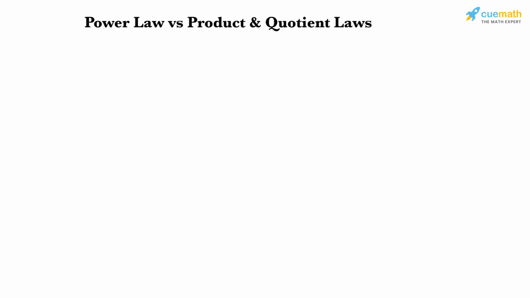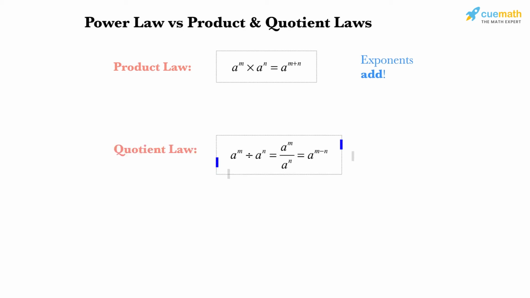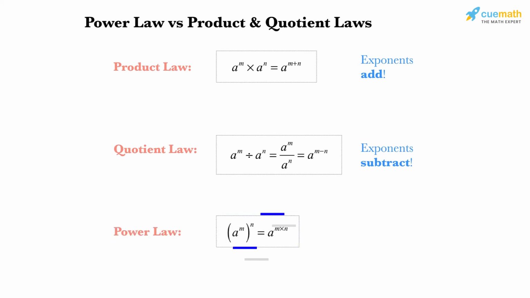Finally, let me compare the power law with the product law and the quotient law. The product law says that a to the power m multiplied by a to the power n will be a to the power m plus n. So the exponents add. The quotient law says that a to the power m divided by a to the power n will be a to the power m minus n. So the exponents subtract. And the power law says that a to the power m and that to the power n will be a to the power m times n. So the exponents multiply. Also, we saw in this video that the power law can be derived using the product law.